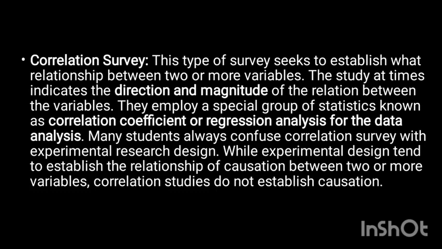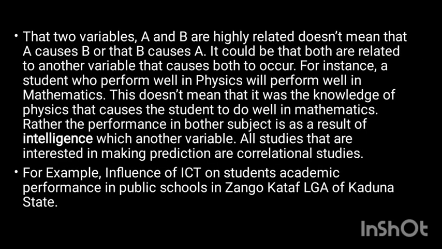While correlation, on the other hand, is not like that. Just like I have given us here, if I say that two variables, A and B, are highly related, it doesn't mean that A causes B or that B causes A. It could be that both are related to another variable that causes both to occur. For instance, a student who performs well in physics will perform well in mathematics. This shows that there is a relationship between physics and mathematics, but that doesn't mean that it is knowledge in physics that causes a student to have knowledge in mathematics.